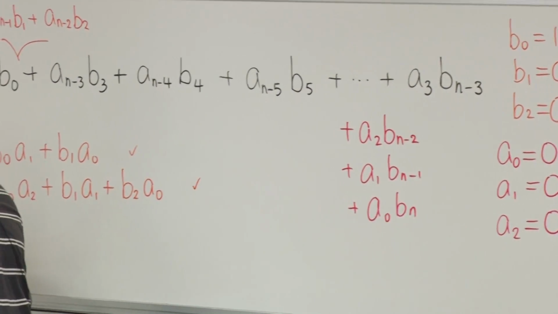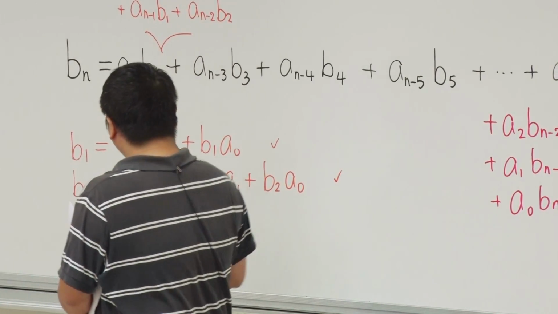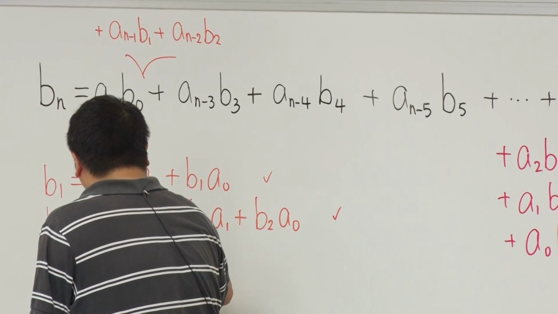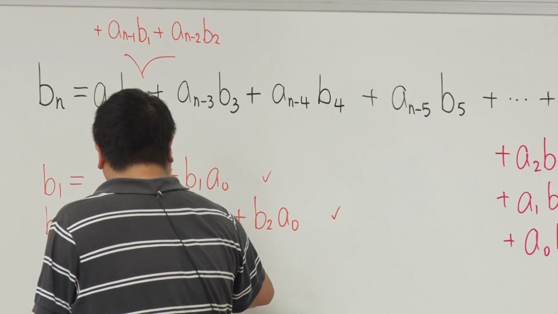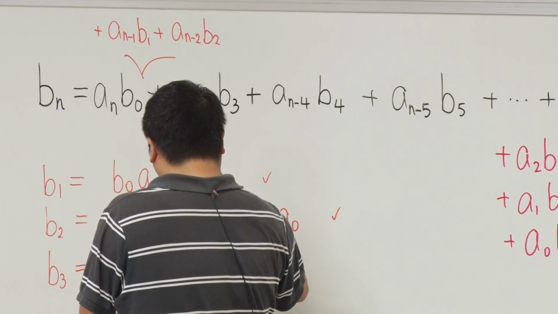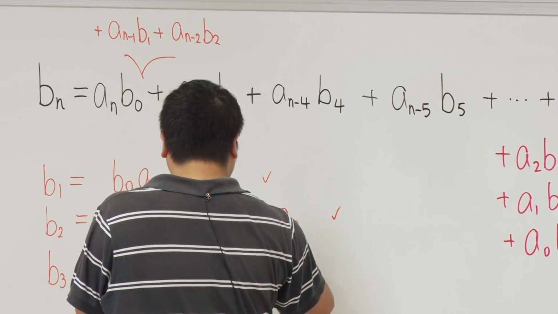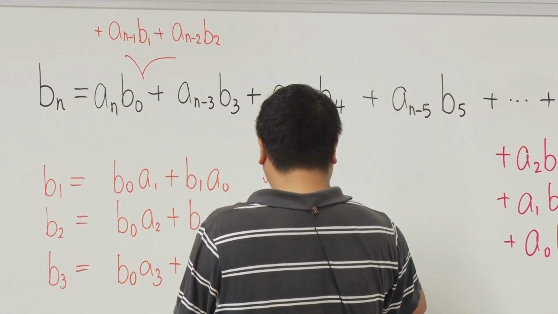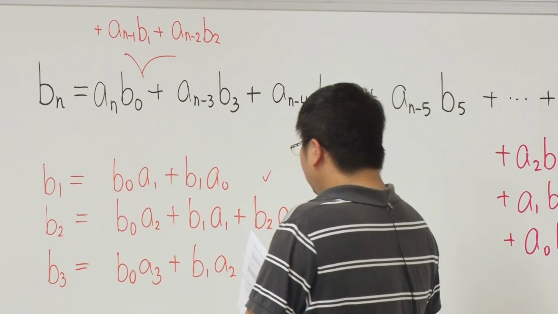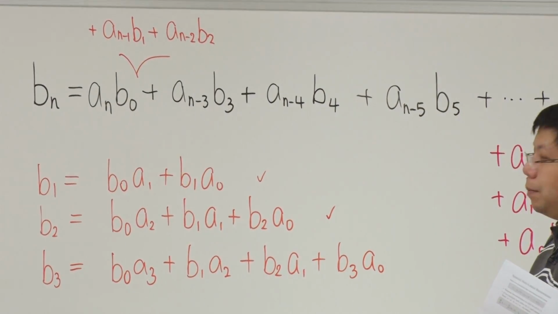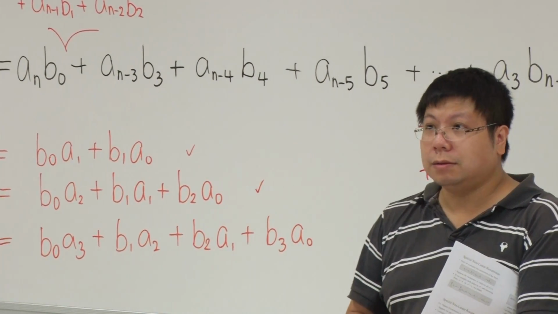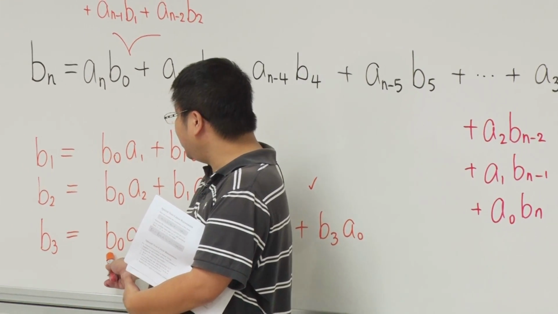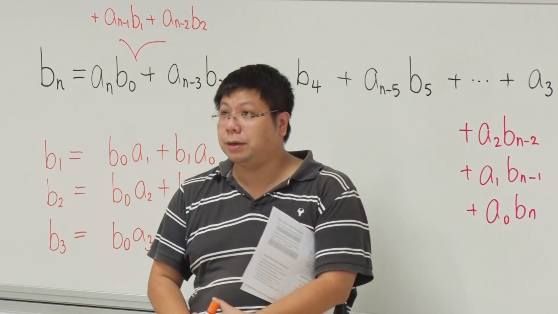Okay, let's check. So what is b3? b3 is equal to b0 a3 plus b1 a2 plus b2 a1 plus b3 a0. So this is 0, 0, 0, right? This is 1. So b3 is equal to a3.